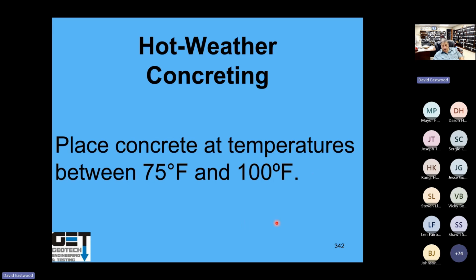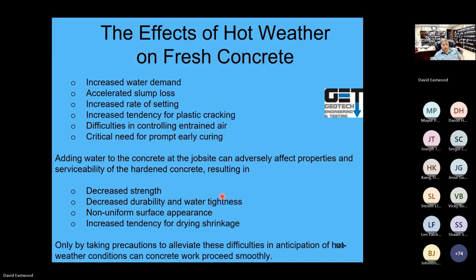Hot weather concrete: your concrete should have temperatures somewhere between 75 to 100 degrees. If you pour the concrete when the temperature is hot, more than 100 degrees, you're going to require increased water demand, accelerated slump loss, increased rate of setting, increased tendency for plastic cracking, difficulties in controlling entrained air, which we don't need in Houston, critical need for prompt early curing, decreased strength, decreased durability, non-uniform surface appearance, and increased tendency for shrinkage.